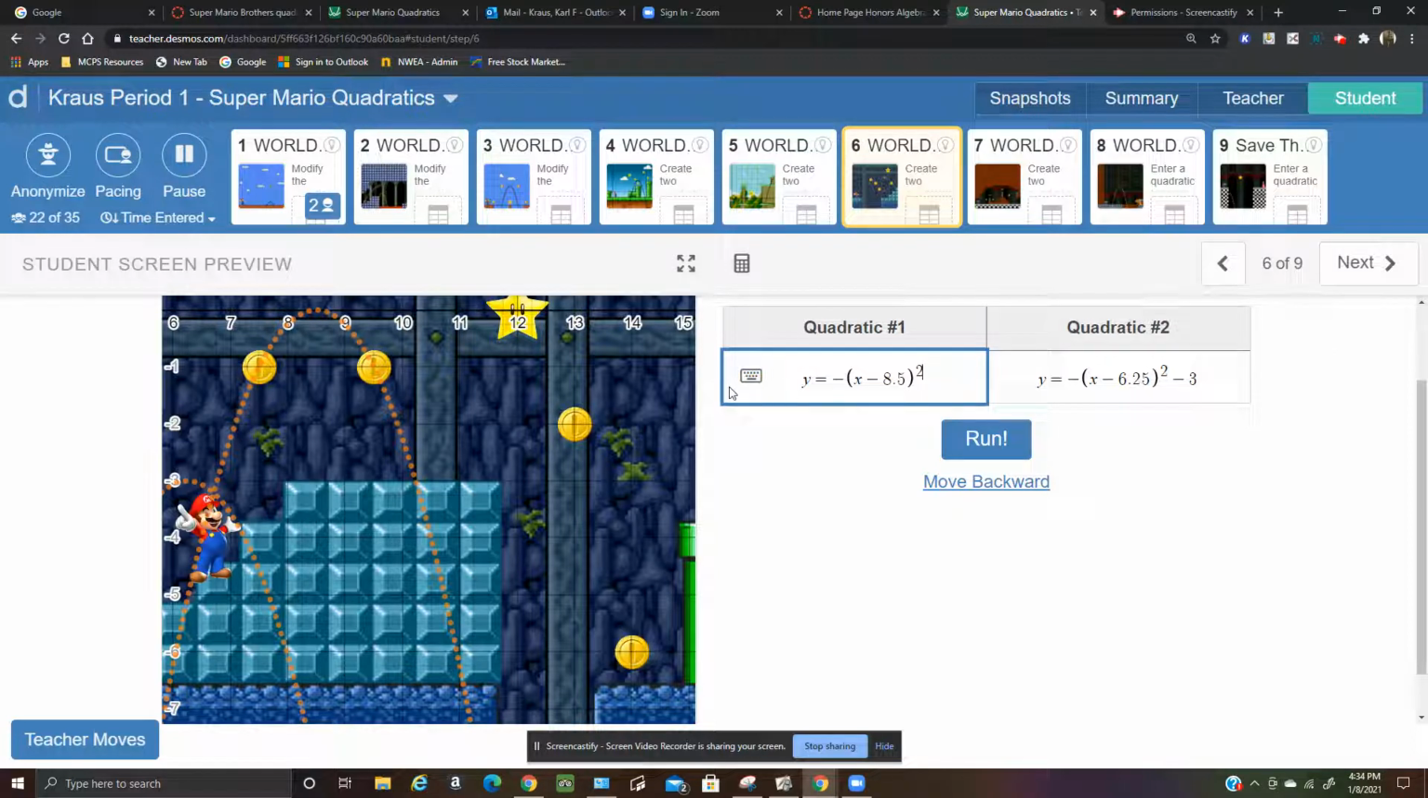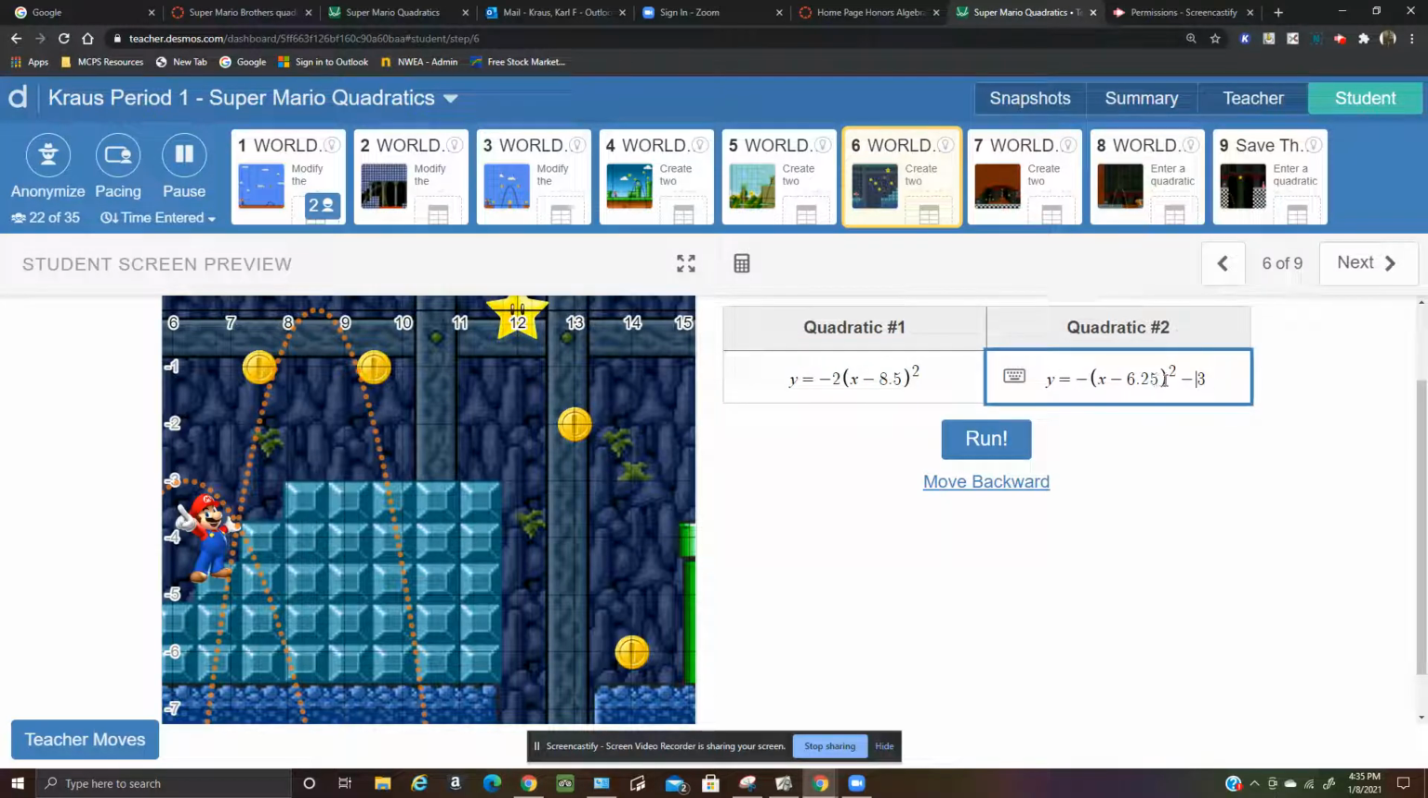I'm gonna leave that there. Maybe make it wider, see, or narrower. No, that should work. And then here I'm at 12.0. There's my vertex. And narrower.